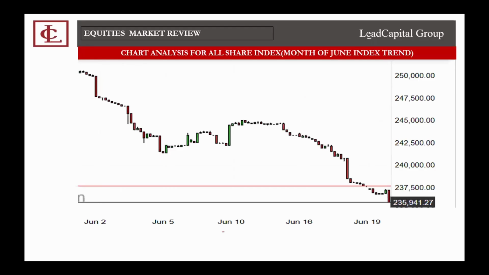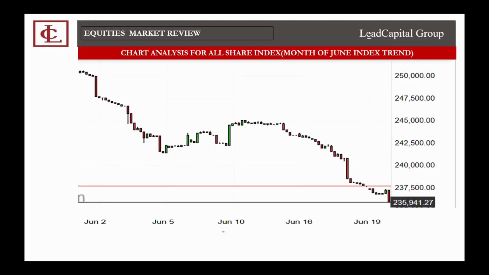Looking at the charts for the All-Share Index for the month of June, this market has delivered exceptional year-to-date performance, advancing from approximately 155,000 points to above 250,000 points, driven by strong investor sentiment and corporate earnings. Following this rally, investors have begun taking profits, resulting in a short-term correction characterized by lower highs and lower lows. The recent decline has brought the market to a key support zone around 235,941 points, where buying interest has started to emerge.